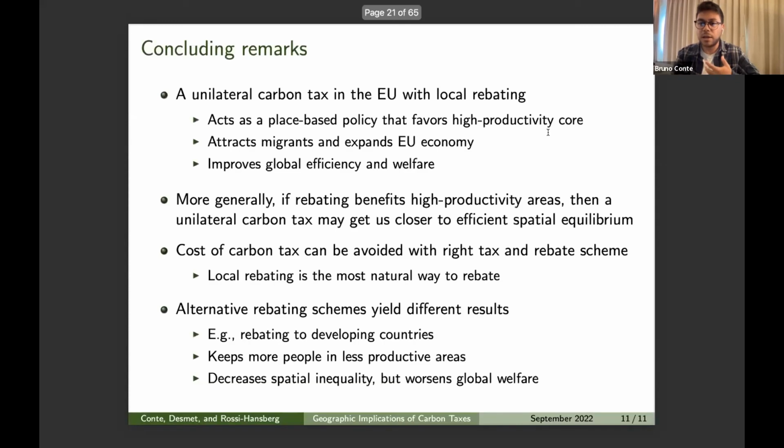So that is the main message that I hope you got convinced of or at least understood clearly what we are conveying with the paper, which is that a unilateral carbon tax in the European Union, where resources are locally retransferred, acts as a place-based policy that favors the high productivity industrial or non-agricultural core of the European Union by attracting people, and also that reallocation makes the global reallocation of factors more efficient, increasing global welfare. And the main message we convey is more general in the sense that by choosing the right tax and rebating scheme, a policymaker can achieve an environmental policy goal by avoiding this leakage effect that has traditionally been documented in the literature. And we are not aware of any other evidence or results in the academic literature, and that's the main message we convey with this paper.